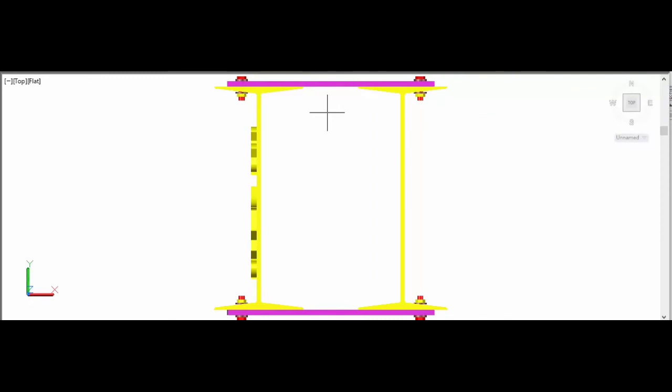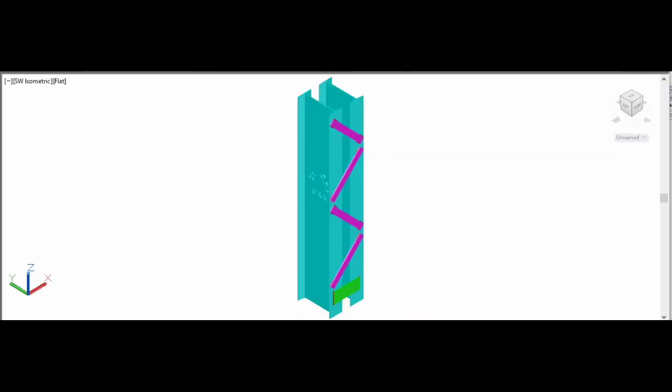Now have a look at the top view. Now let us have a look at another 3D model, which is once again two I sections joined together by the single lacing system, but this time it is welded together. As you observe here, these are the weldings that are done at the ends according to the force that is carried in the lacing bar.